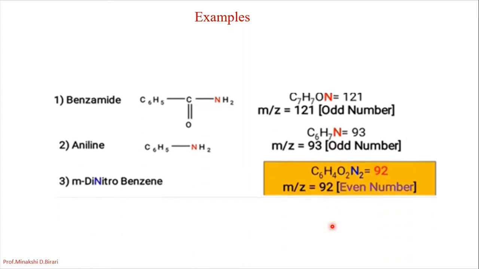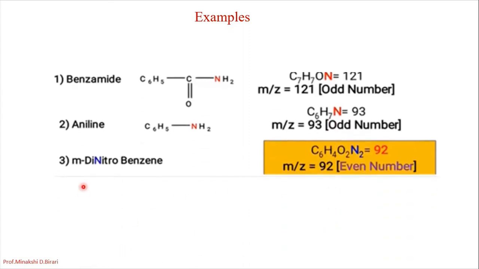Now let us see the examples of the nitrogen rule. In this case, first example, benzamide. This is the structure of benzamide, C6H5CONH2. Molecular formula C7H7ON. And if we calculate the mass, we get 121. That means the m by z value for benzamide is 121.